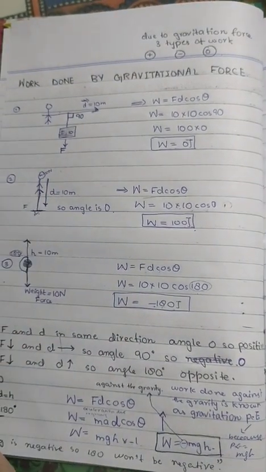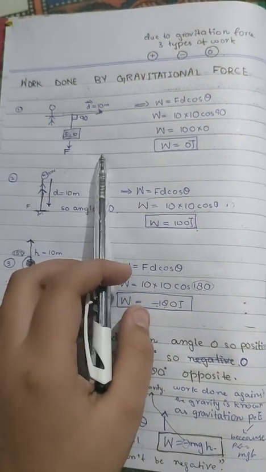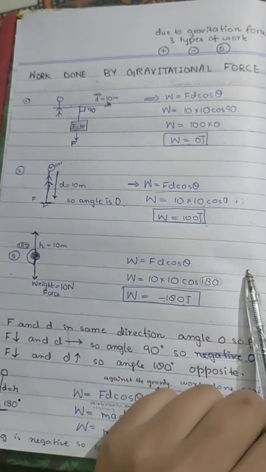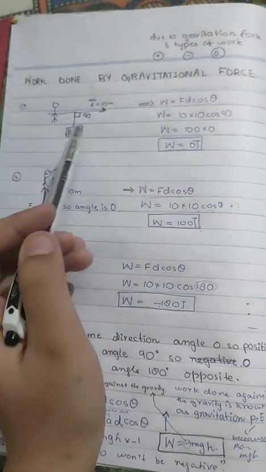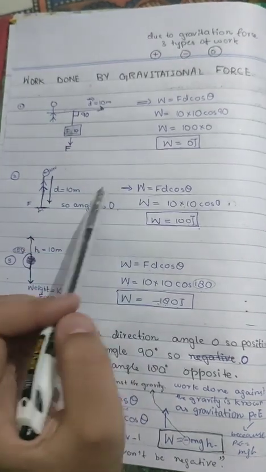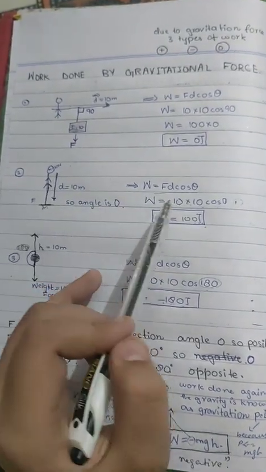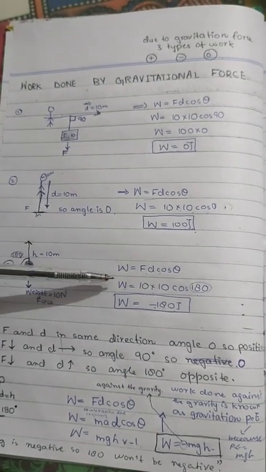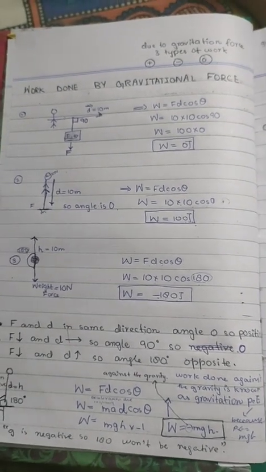So what we have discussed till now is that here we have zero work, here positive work, and here negative work. If the angles are perpendicular, there will be zero work. If the angles are parallel, there will be positive work. If the angles are opposite, there will be negative work, with 180 degrees.